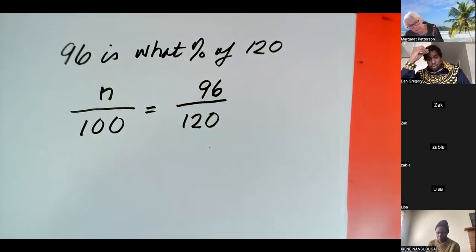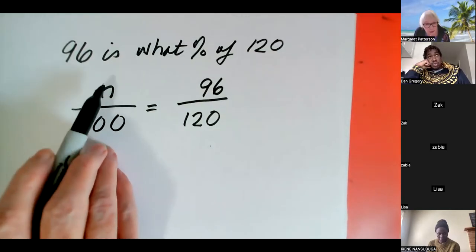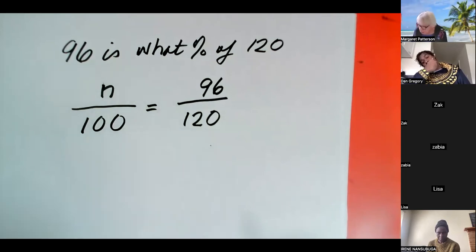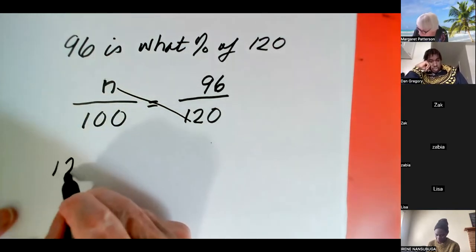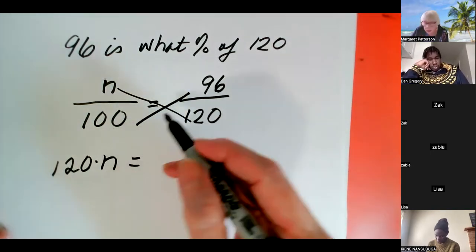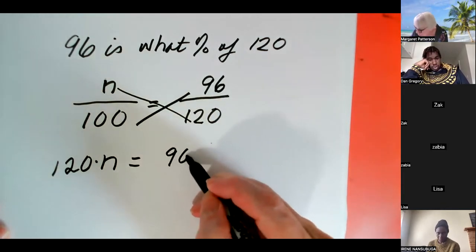The n is over 100 because we're looking for the percent. So if we knew the percent, we would have written it right there over the number 100. But we don't. And so that's how you would do that one. That's not bad, is it? The rest of it is just struggle through. So n times 120, I'm going to call it 120n. And this is 100 times 96. So when you multiply by 100, it's just 2 more zeros.